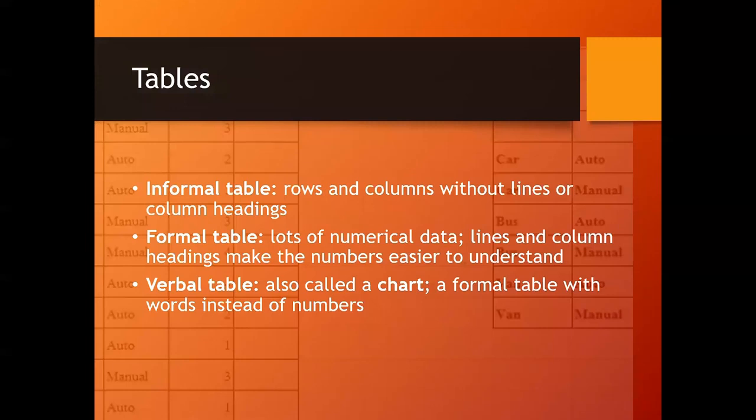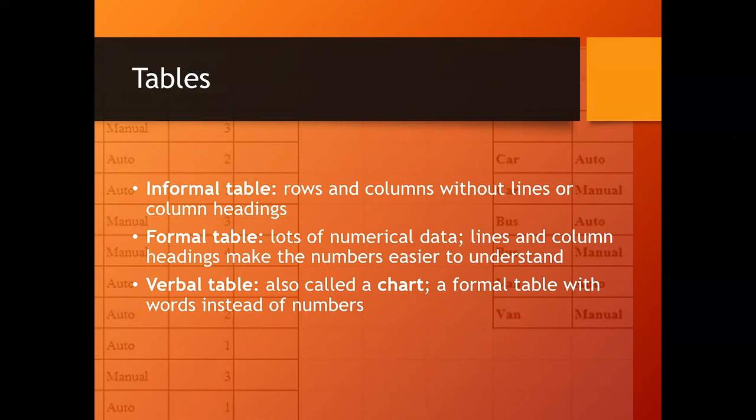Tables come in three different forms: informal, formal, and verbal. So an informal table, you're not going to have any lines or column headings, and I'm sure we've seen these in textbooks before. Formal table, this is more of what we are used to when it comes to table. Formal tables, though, are typically what we call when it is all contained, when all of the data is numerical.